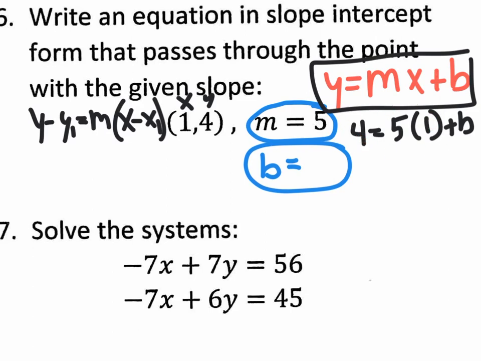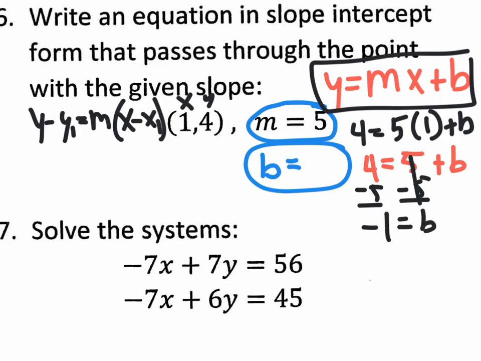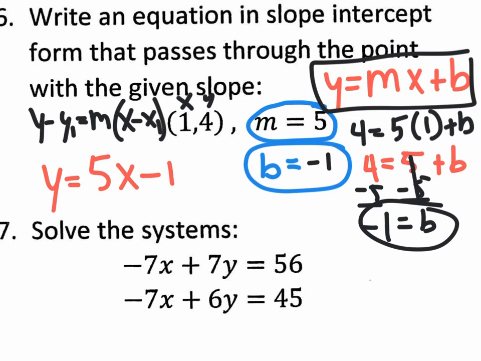So we end up with 4 equals 5, because 5 times 1 is 5, plus b. Then we're going to subtract 5 on both sides, and that'll be -1 equals b. So now that you know m and b, now you can write your equation in slope-intercept form. y equals 5x minus 1 is your final answer right there.